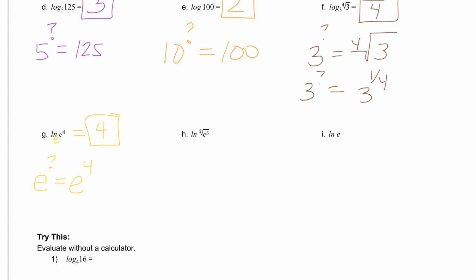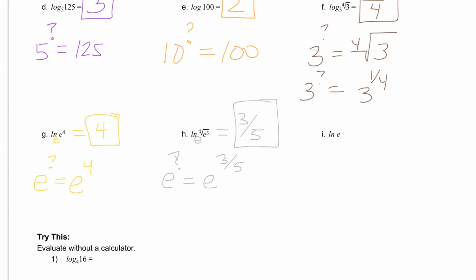In letter H, I have the natural log of the 5th root. So remember this natural log, there's an e there for my base. So I'm thinking e to what power is going to give me e. And then remember when I'm trying to take my roots and put them as exponents, the number that's here is the numerator and the root is the denominator. So this would become 3 over 5. So if I have e to something is e to the 3/5, that something has to be 3/5.